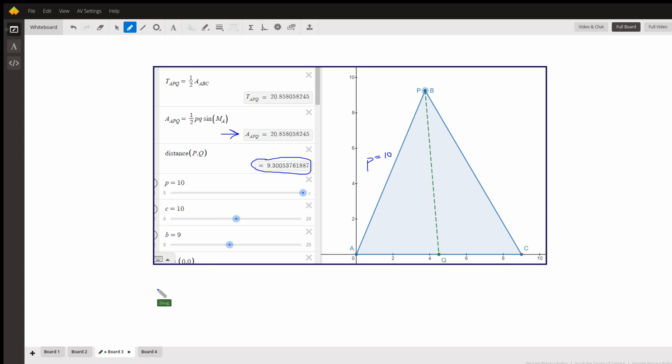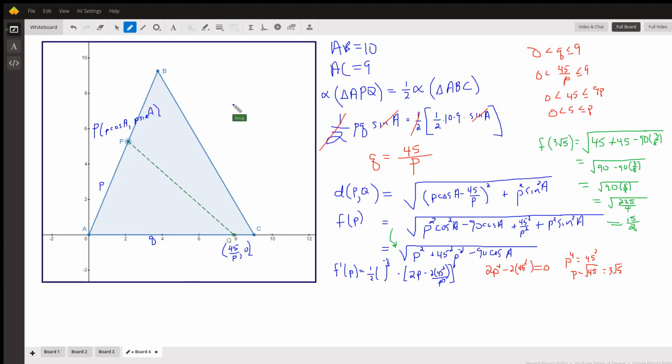Okay, so how do we find P and Q? Well, if we let little p be the distance from A to point P, then the coordinates of point P are p cosine of whatever this angle is, comma p sine of that angle. And we're going to figure out how to find the coordinates of point Q along this line right here.